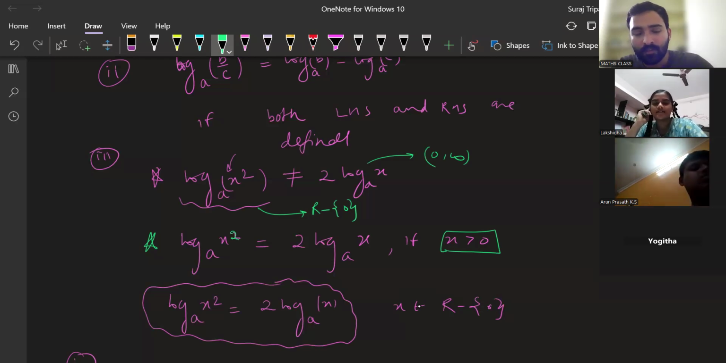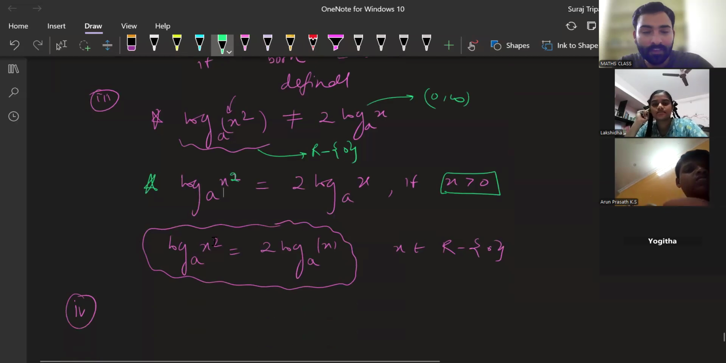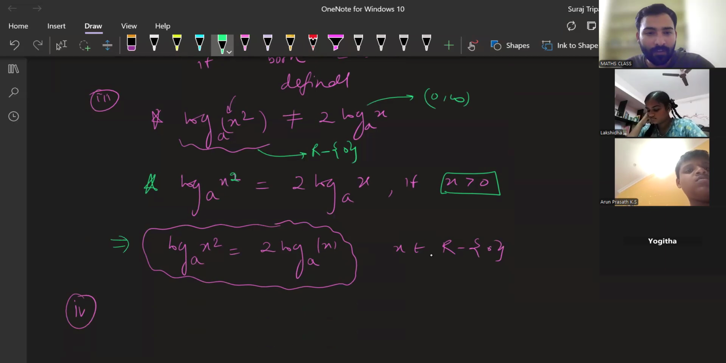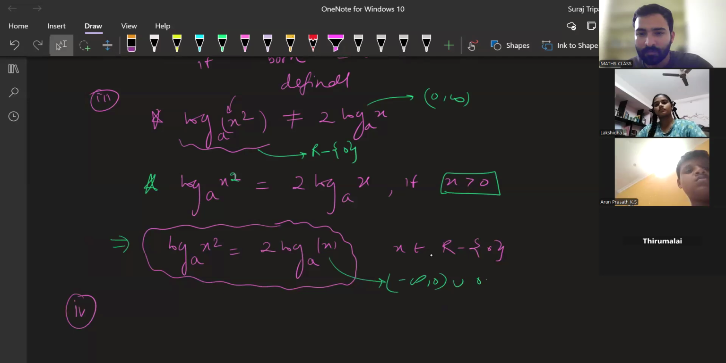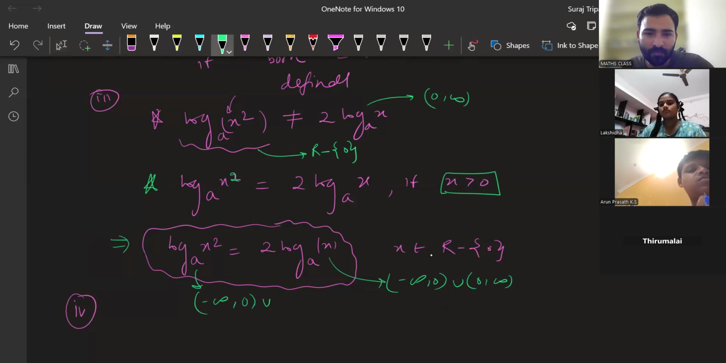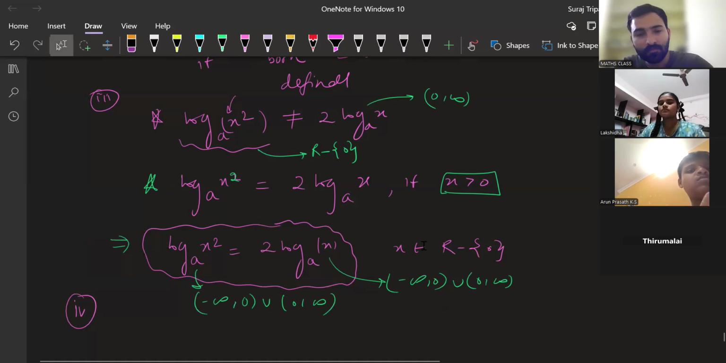So again, if you write down the complete expression, the complete information, then log of x square is equal to 2 times log of mod x to the base x. Now while putting mod x, minus infinity to 0 also we can put, and here also we can put minus infinity to 0, and again 0 to infinity. That's why this one is correct and the above first one is not correct.